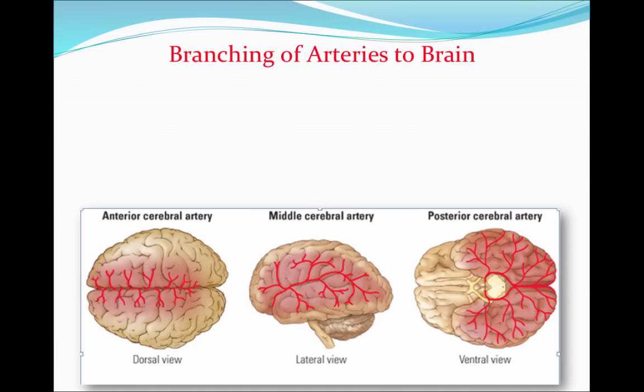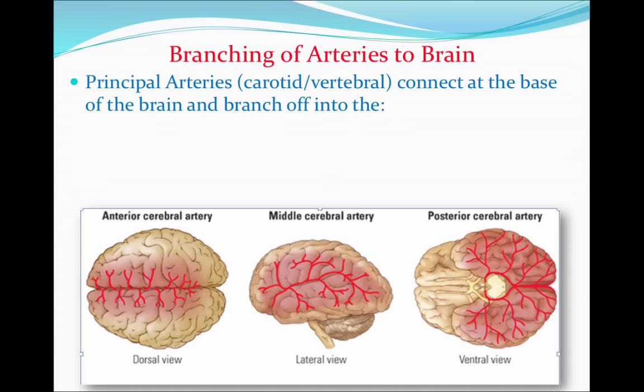Now these main arteries start to branch out. These principal arteries, the carotids and the vertebral artery, connect at the base of the brain. They connect at the ventral aspect of the brain, and then they branch out into different parts of the brain. There's three main cerebral arteries. There's the anterior cerebral artery. Again, you will remember we looked at these different definitions. Anterior means something that is in front.